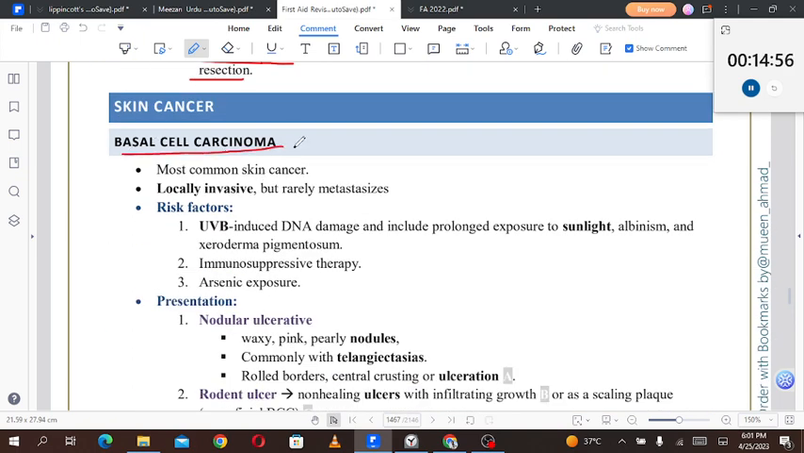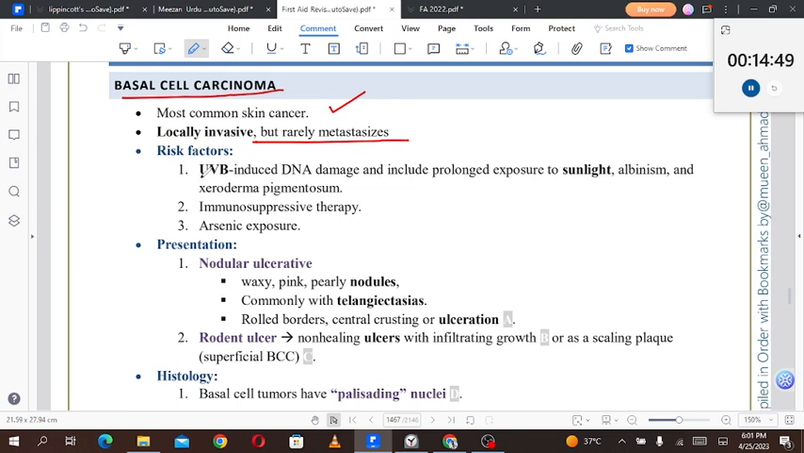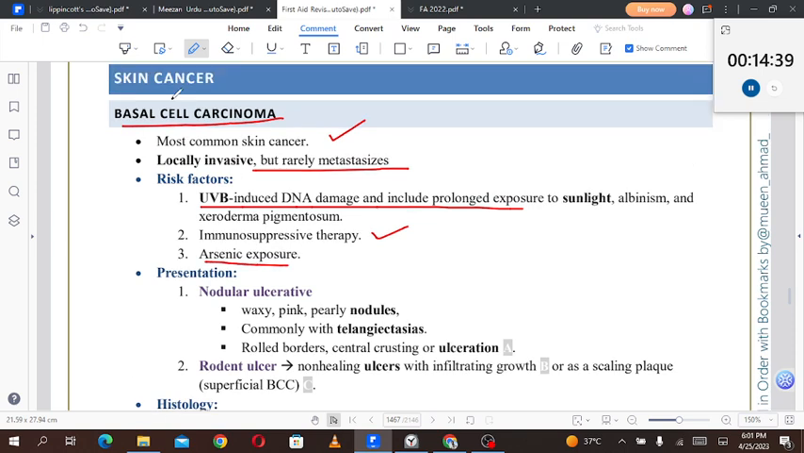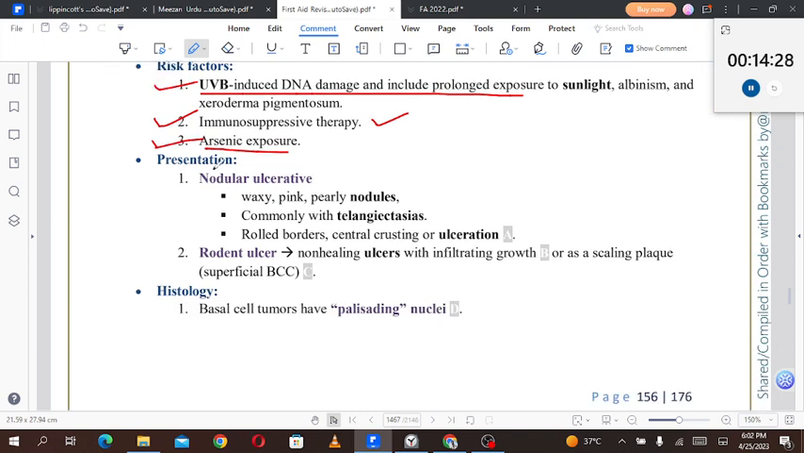Now let's talk about skin cancer. First, we will talk about basal cell carcinoma. Most common skin cancer, locally invasive but rarely metastasizes. Risk factors include ultraviolet B induced DNA damage and include prolonged exposure to sunlight, albinism, and xeroderma pigmentosum, immunosuppressive therapy, and arsenic exposure. Basal cell carcinoma, or BCC, is associated with prolonged ultraviolet B exposure, immunosuppressive therapy, and arsenic exposure.